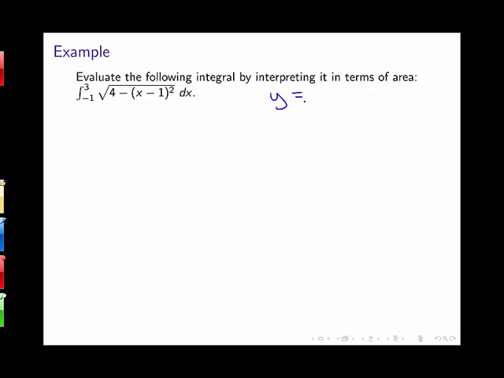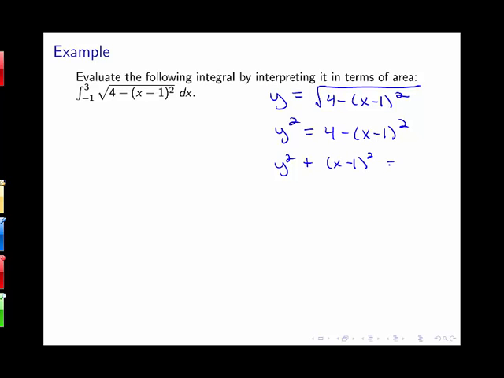So what we're looking at here is a function where y is equal to the square root of 4 minus x minus 1 squared. To help us see what this curve is going to look like, it's useful to square both sides. So I've got y squared equals 4 minus x minus 1 squared. And then if I move this over, I've got y squared plus x minus 1 squared equals 4. So we should recognize this as the equation of a circle.